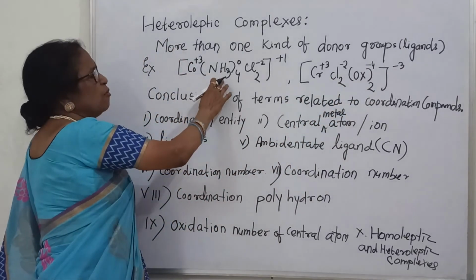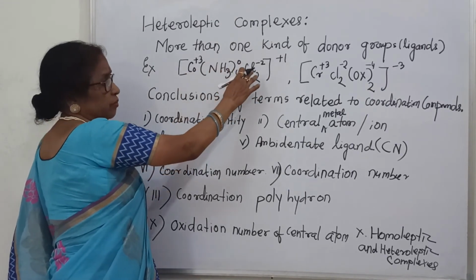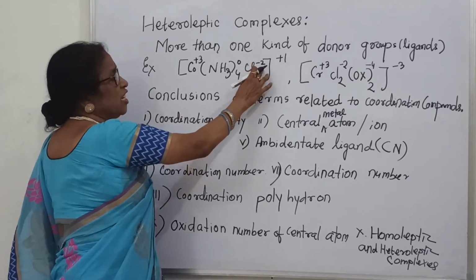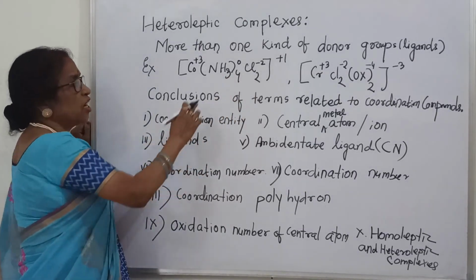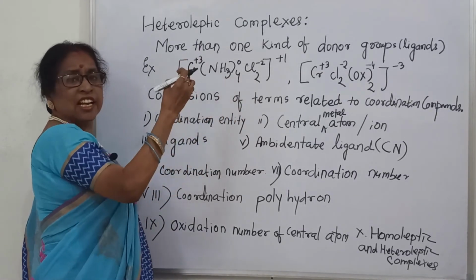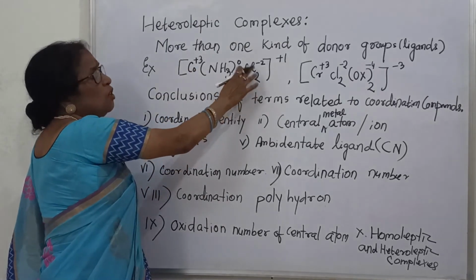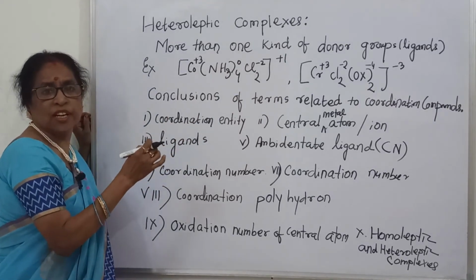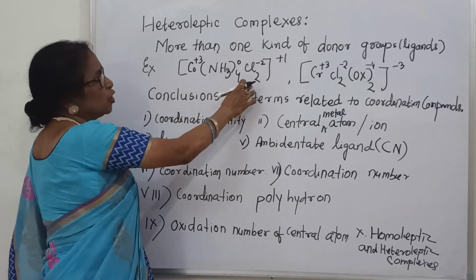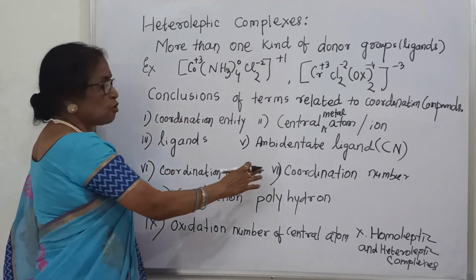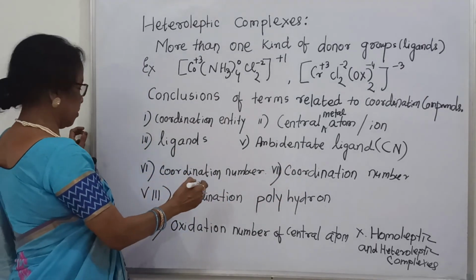Similarly here also, ammonia is a neutral molecule, and chloride is a negative ion, this is unidentate, this is also unidentate, that is why directly 4 plus 2 comes to 6, because since it is a unidentate ligand, it can donate 1 pair of electrons each. Each chloride ion donates 1 pair of electrons, 1 donor atom, here also 1 donor atom. So 4 plus 2, 6, that is the coordination number.